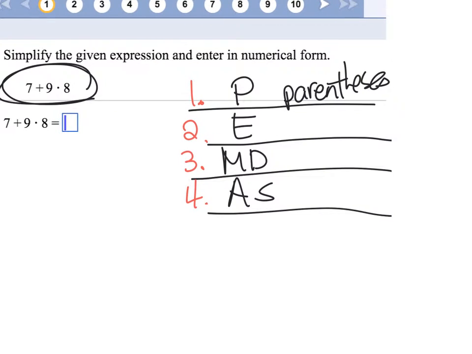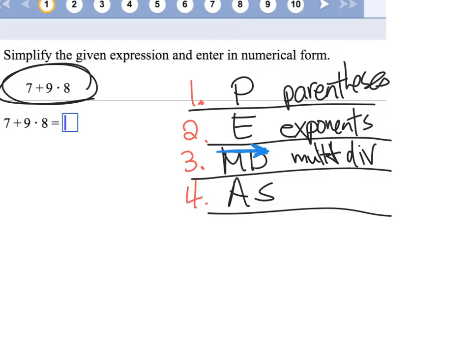Then you're supposed to do exponents. Then you're supposed to do, now here's the tricky thing, multiply and divide. Multiply and divide, but you're supposed to go from left to right. So I'm going to draw an arrow that goes from left to right. So sometimes you're going to do multiplication first. Sometimes you're going to do division first. What matters is whichever problem is on the left in the problem, you do that one first.